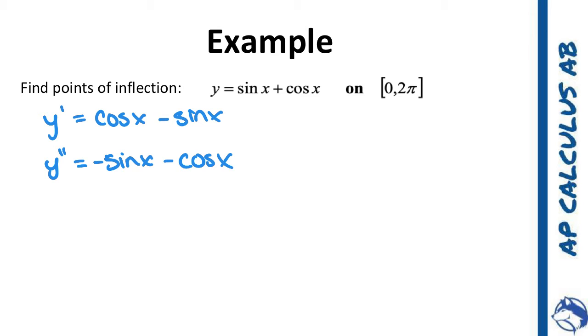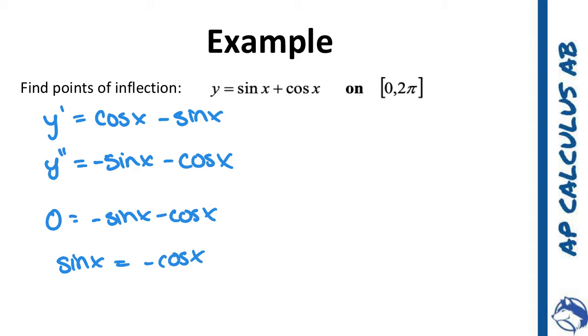Well, in order for it to be equal to 0, so 0 is equal to negative sine of x minus the cosine of x, what I'm going to end up getting is that the sine of x is equal to the negative cosine of x. So whenever that happens, that's when we are going to have a point of inflection.